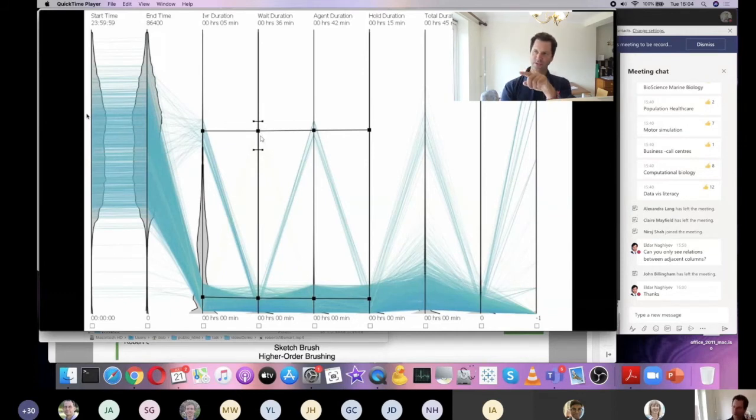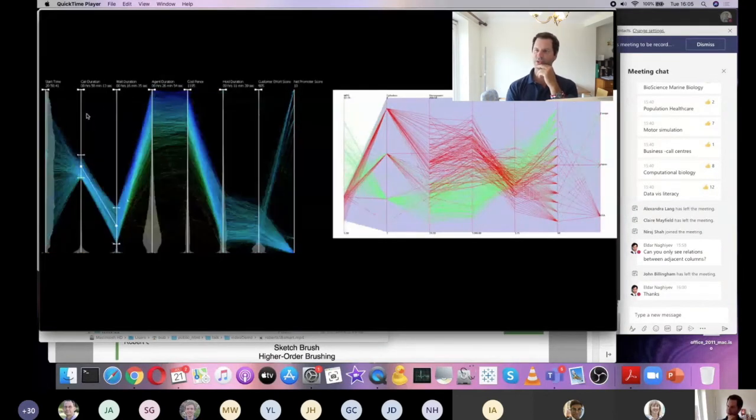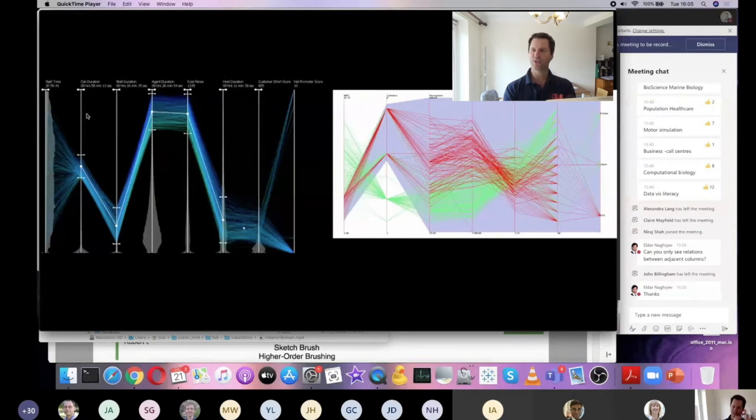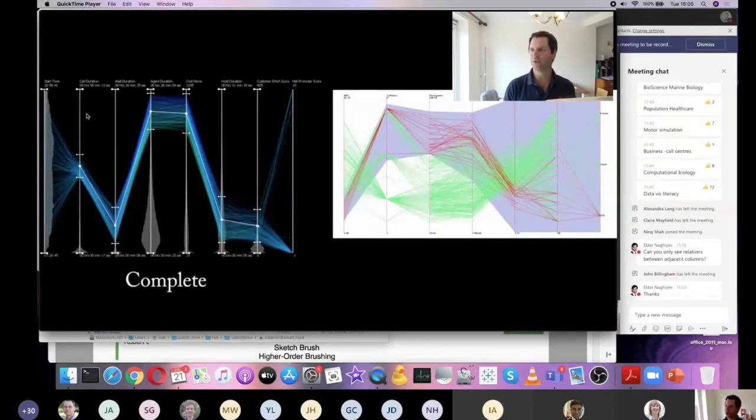In this scenario, the user is specifying two high-dimensional brushes in parallel. This is a comparison between our software and a previous piece of software that's extremely well known called XMDV. We were just basically showing the novel aspect of our approach compared to previous approaches.